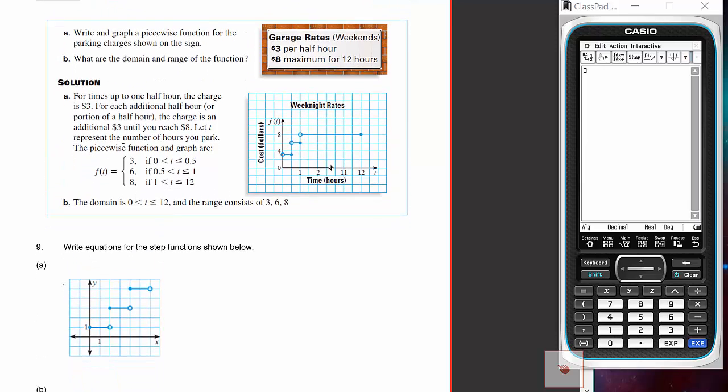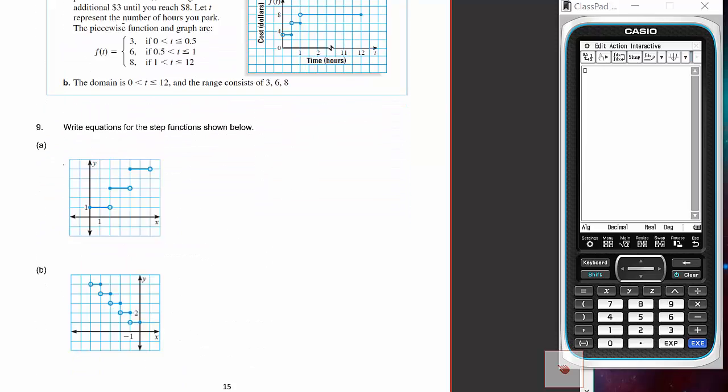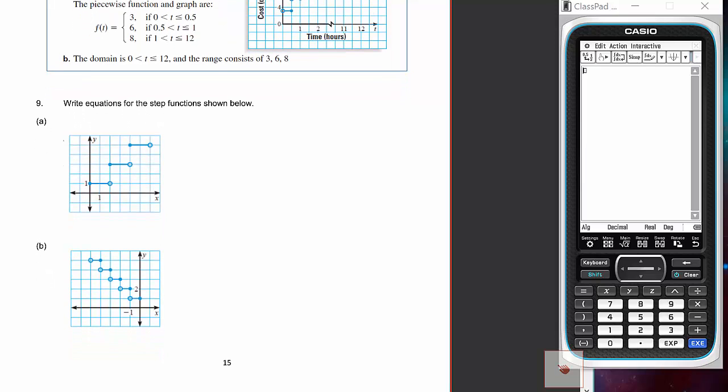Okay, so last section using a step function. So we want to write step equations for these ones. So this one here looks like, from 0 across to 2, it takes the value 1.